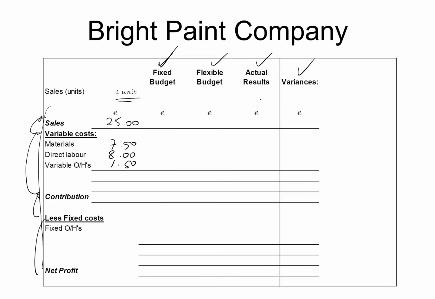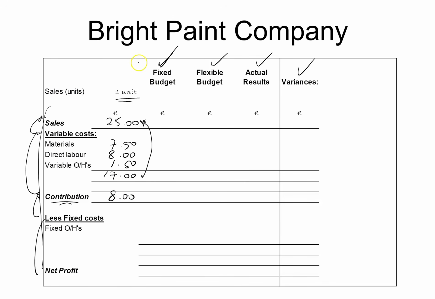So back to my table here. If I add all that up, that comes to €17, and that's the total variable cost. Now, it might be useful here to get the contribution per unit as well. So you'll have the selling price per unit, less the variable cost per unit, gives us the contribution per unit.